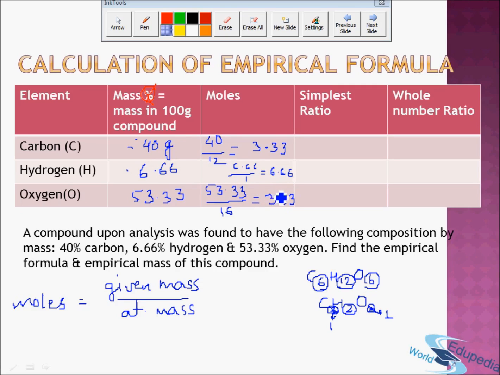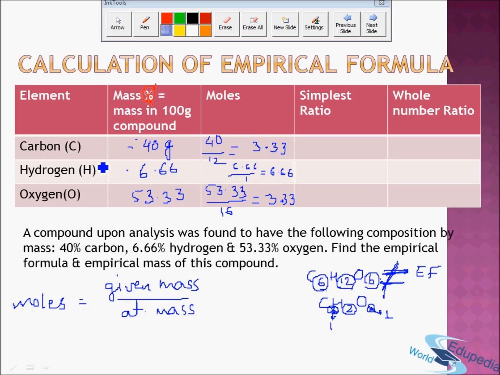Now the next thing about the empirical formula was, if you remember, I told you that the empirical formula always represents atoms in their simplest whole number ratio. It means if I have 6, 12, 6, this cannot be the empirical formula. This is the molecular formula. Why? Because in this the atoms are not represented in their simplest whole number ratio. So to get the simplest whole number ratio, what we do is we simply divide the moles of each of the elements by the lowest number of moles.